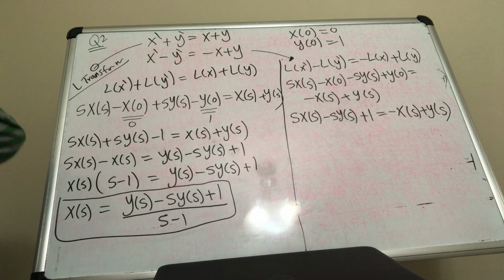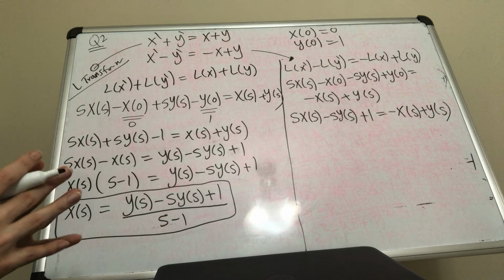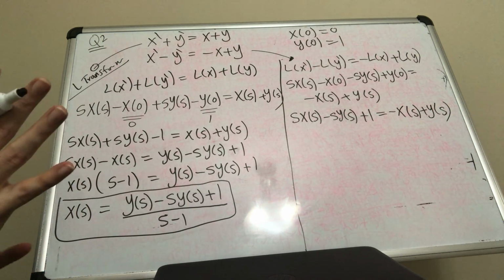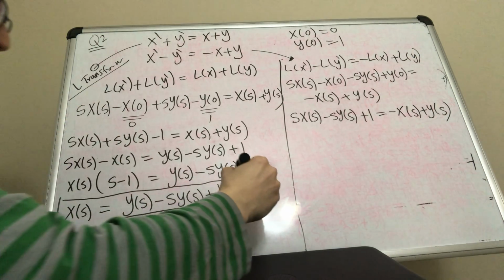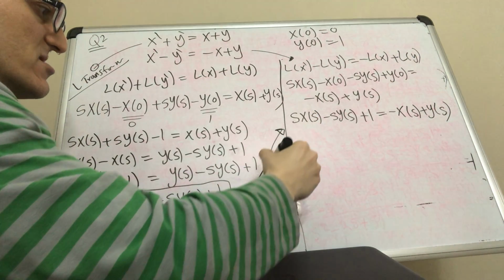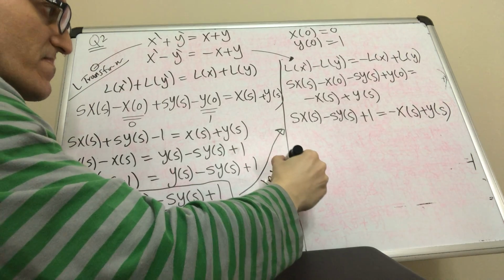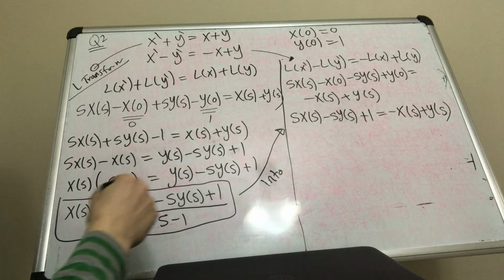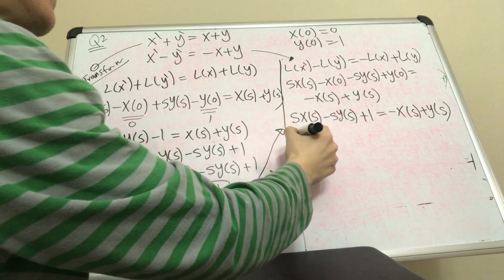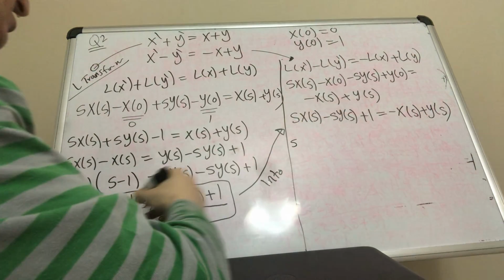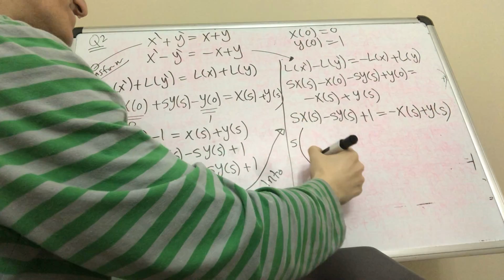So now what I'm going to do is I'm going to put both equations together. So I'm going to put this into this. So instead of x of s, I'll put all of this.